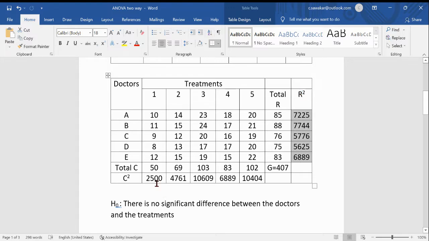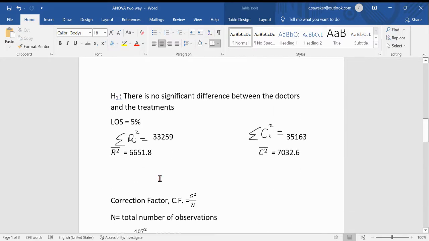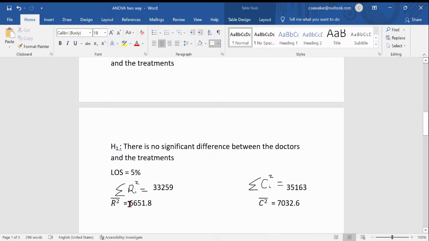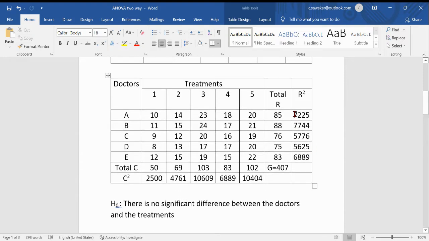This is how we have found it. The R square mean comes out to be 6651.8. That is the mean of this square. Now, similarly, I want the C square mean. I will add up all these five numbers and divide by 5 again, since there are five observations.